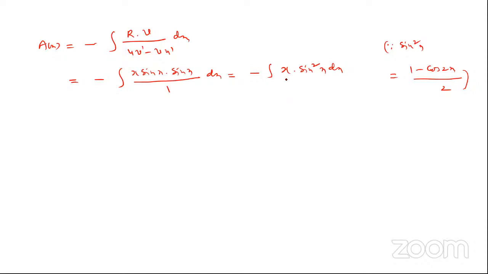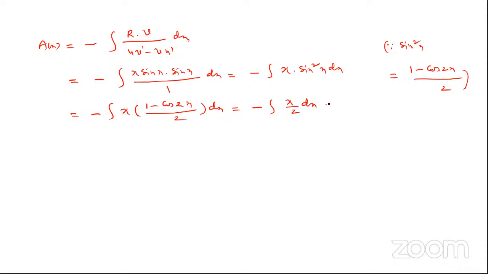From this stage onwards, x into sin square x, like this, 1 minus cos 2x by 2. So this is given by, once again, minus integration of x into sin square x, which is 1 minus cos 2x divided by 2, into dx. Upon simplification, this is 1 by 2 into x, that is minus integration of x by 2 into dx individually. So minus integration of x by 2 into dx.